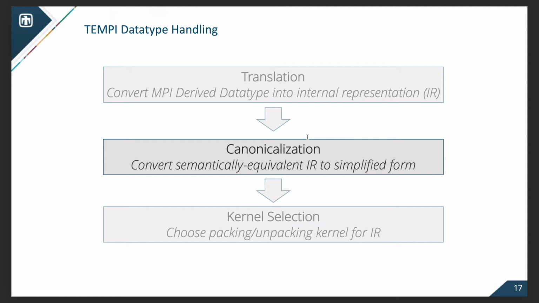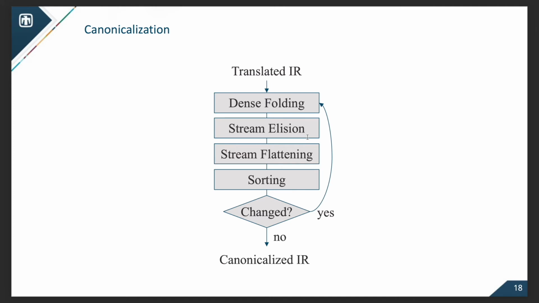The next step is to recognize that the different ways that you describe data types to MPI are actually describing some semantically equivalent data type. And so we have a set of transformations on the IR. We repeatedly apply these canonicalization operations until the IR no longer changes, and then we've arrived at the canonicalized IR.